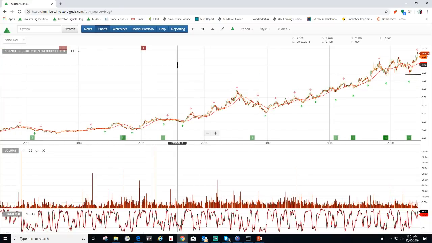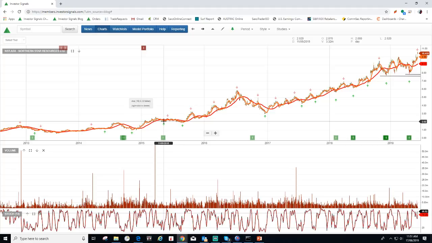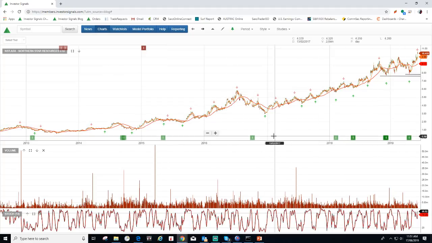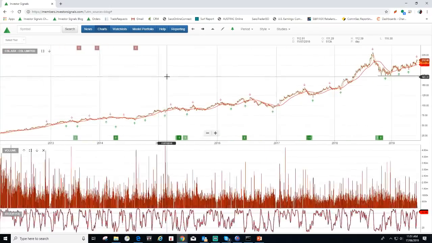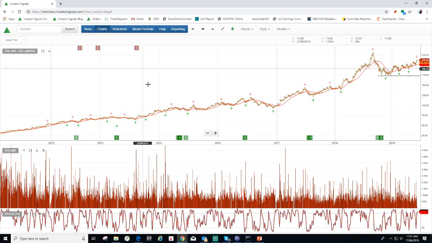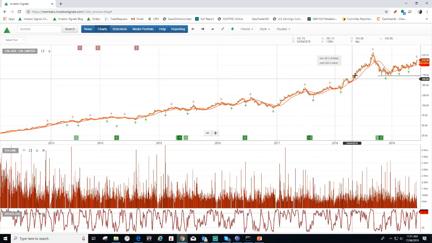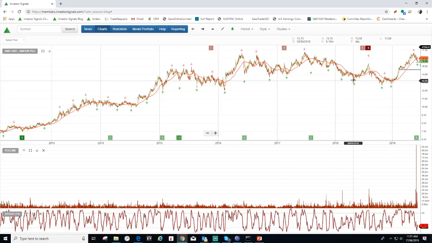Northern Star's been one of the better performing stocks in the model. It switched from sell conditions to buy conditions originally back here at $2. We've had a series of further entry alerts along the way as the stock continues to make higher highs and higher lows, with the most recent signal back here at around $8, and the stock is now pushing $10. CSL, again, one of the better performing stocks in the model, switched from sell conditions in 2014 into buy conditions in early 2015. We've had a continuation of these higher high and higher low formations and a number of alerts along the way to add this stock into the model portfolio. And then there we are back to Amcor.